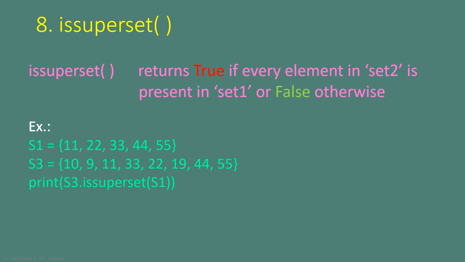Let S1 is equal to 11, 22, 33, 44 and 55. S3 is 10, 9, 11, 33, 22, 19, 44 and 55. If we check S3.issuperset(S1), it will return true. At the same time, if we check whether S2 is a superset of S1, then it will return false.